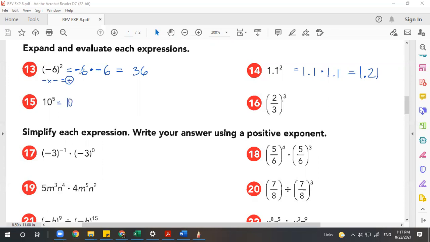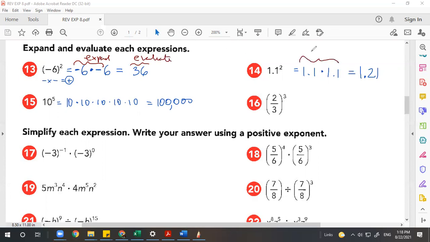You have to expand it first. So this is the expanded form: 1, 2, 3, 4, 5, right? And then how you do this is quite simple. You just put all the zeros: 1, 2, 3, 4, 5. So it has to be 100,000. Okay, so this is the expanded form, and this is evaluate.